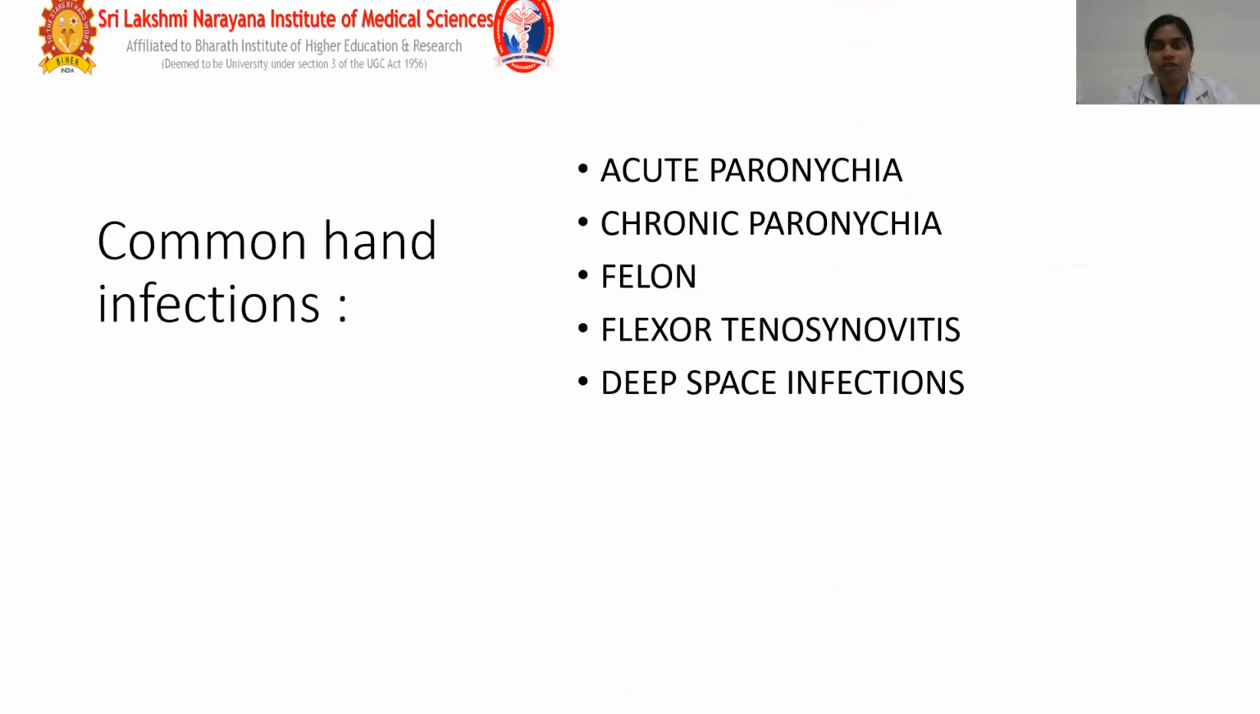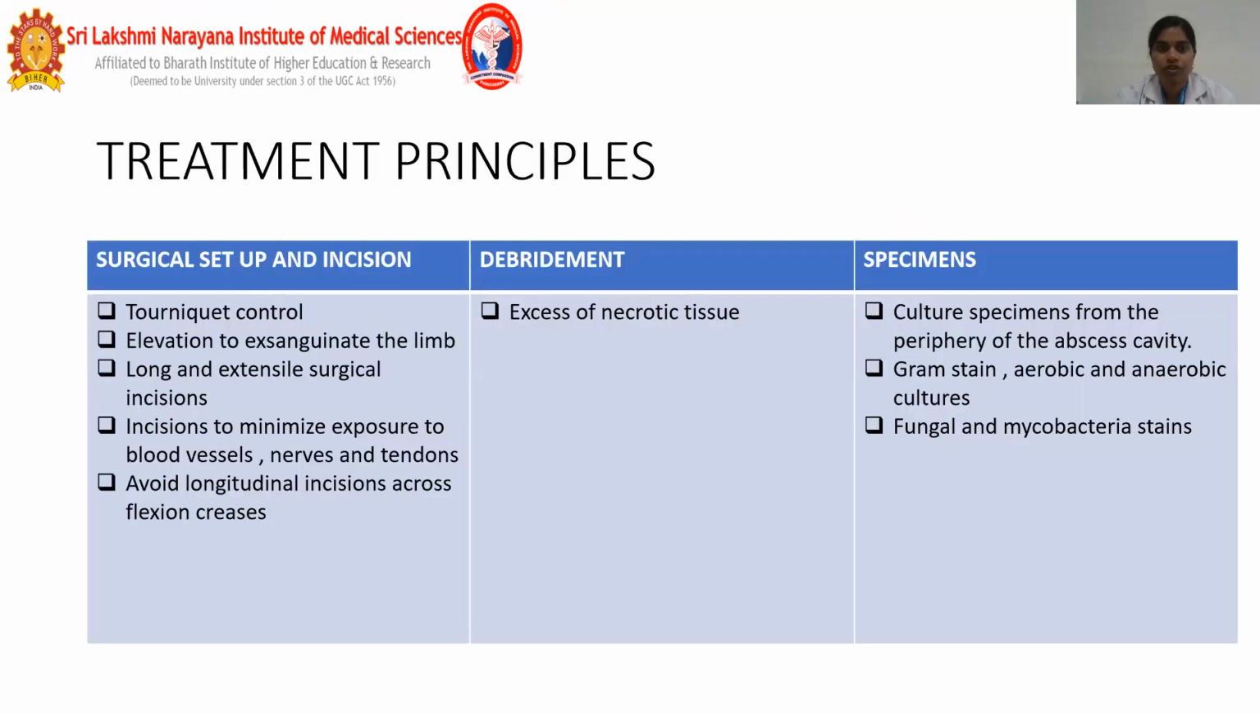Coming to the common hand infections, these are acute paronychia, chronic paronychia, felon, flexor tenosynovitis, and deep space infections. Deep space infection is again divided into palmar space infection, space of Parona infection, and the hypothenar and thenar space infections.